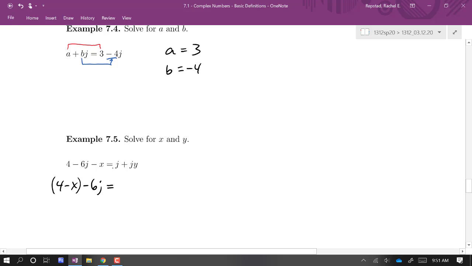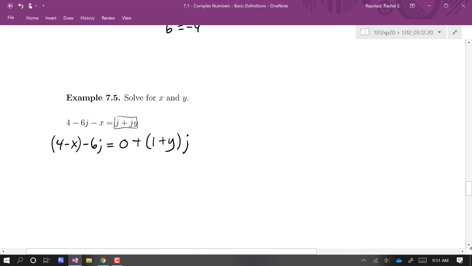On the other side, I don't have any real part. They both have a j. So this is 0 plus, and then what is my coefficient on j on the right side? Like, this is the same as j times what? 1 plus y. Yeah, we're just factoring out the j.